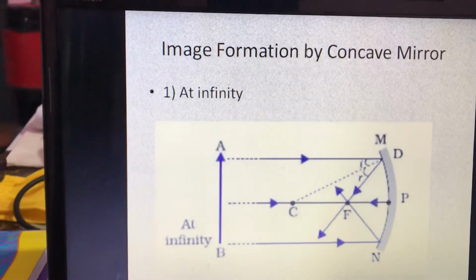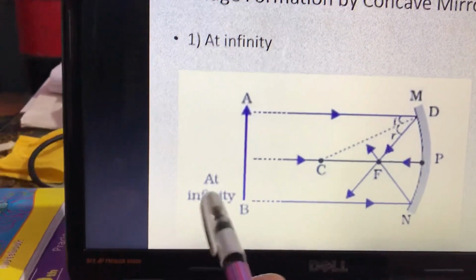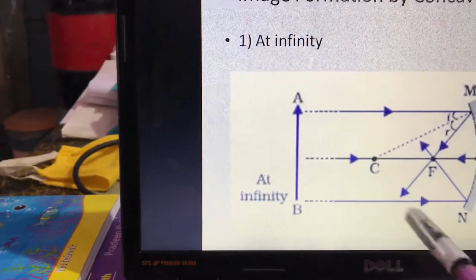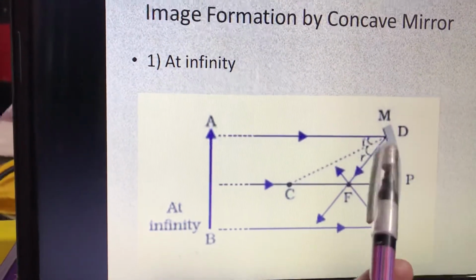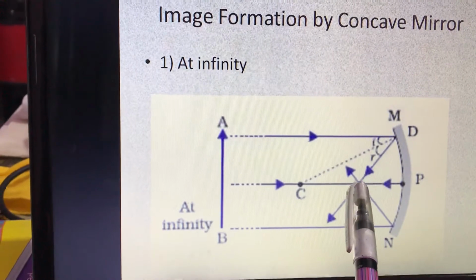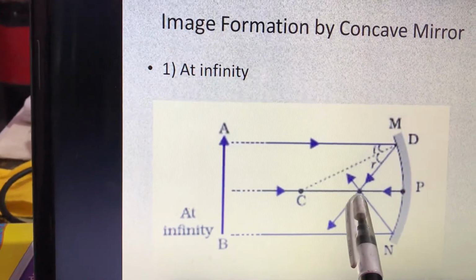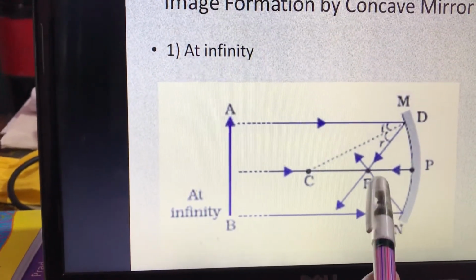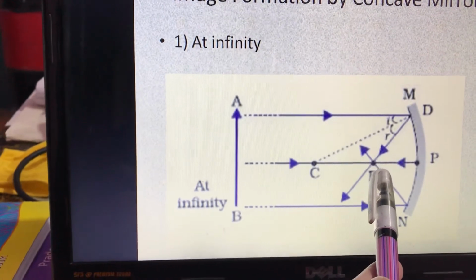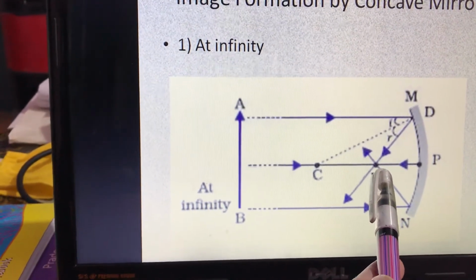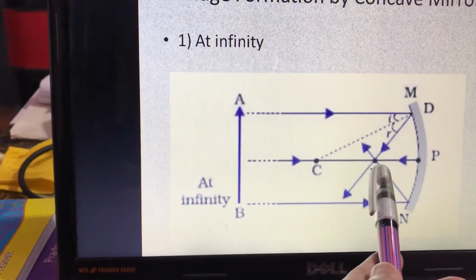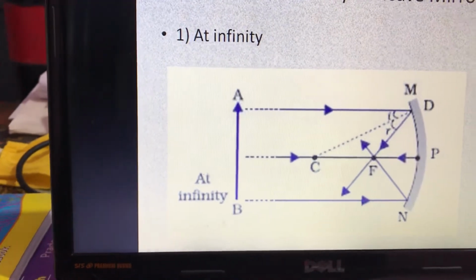So this is the position at infinity. If the object is at infinity, the rays come parallel. So the first ray is parallel to the principal axis, and the second ray is also parallel to the principal axis. Then they will pass through the focus after reflection from the mirror. Then the image formed will be at this point F, right? So this would be very small in size, or it is known as a point-sized image. It would be real because the rays are actually meeting at this point, and inverted, right?